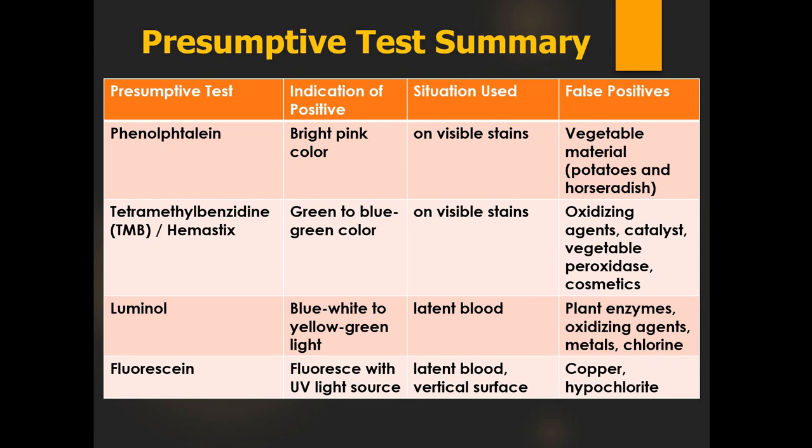Okay, so these are all the presumptive tests. These are the ones that we would do out on the site when we have a crime scene, to determine if we have blood at the crime scene that we need to deal with, whether with testing or with blood spatter, which we're going to be going into.